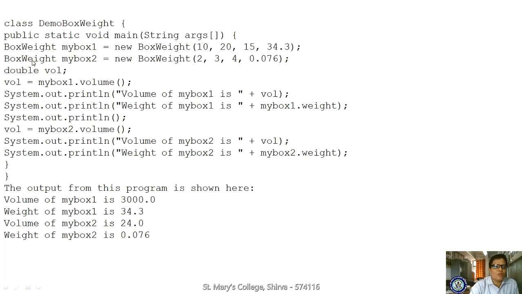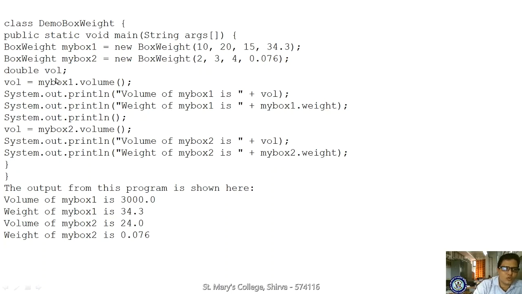Okay, now BoxWeight mybox2 is another object. We are passing the arguments. Why do we have to pass the arguments at the time of creation? Because we are using the constructor. Then what is the constructor? Constructor is a special method which is automatically initialized whenever an object of a class is created. So whenever you are creating the object, you have to supply those constructor parameters as well.